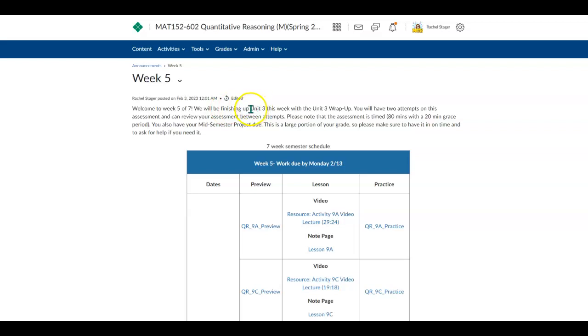This week we are finishing up unit 3 and you will have a unit 3 wrap up. This will be just like your last two, where you have 2 attempts and it is timed. If you need to review between attempts, please let me know.